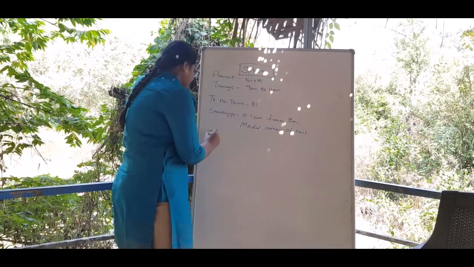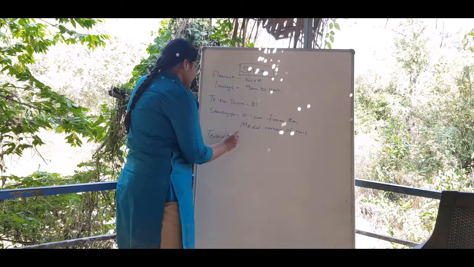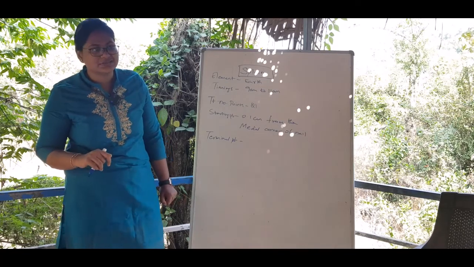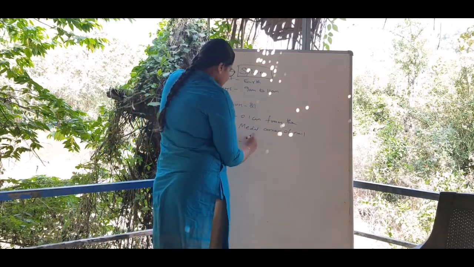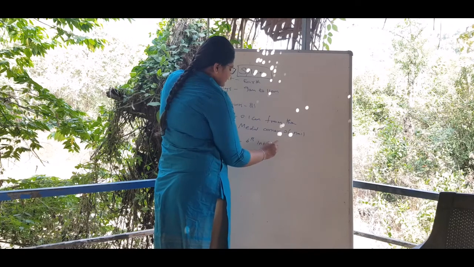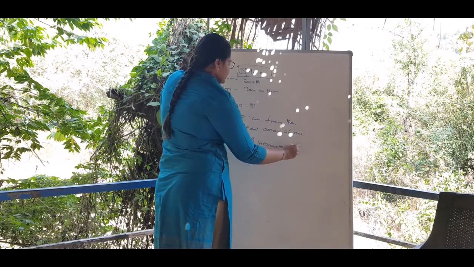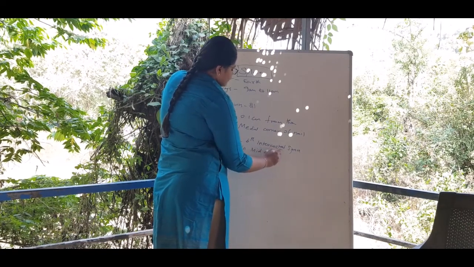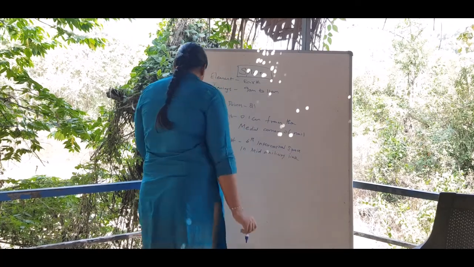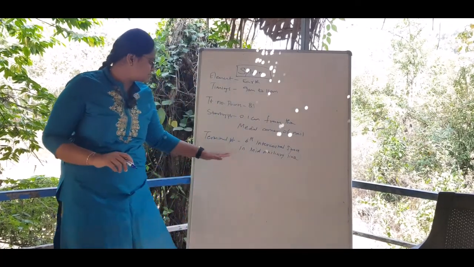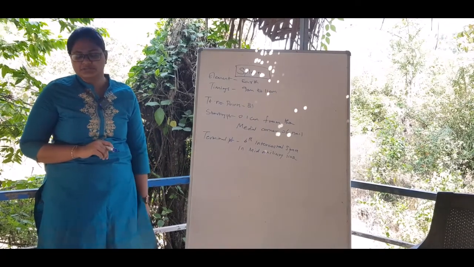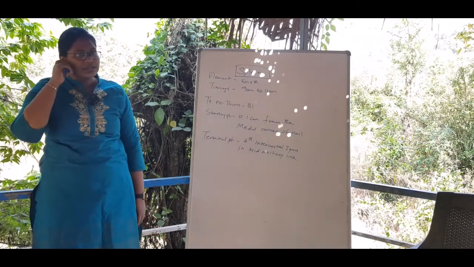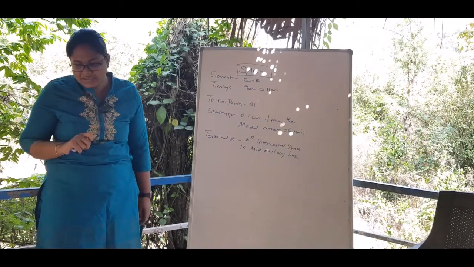Then the terminal point. The terminal point is located at the 6th intercostal space, exactly at the mid axillary line. This is the terminal point. The pathway also has a superficial branch and an inner branch.